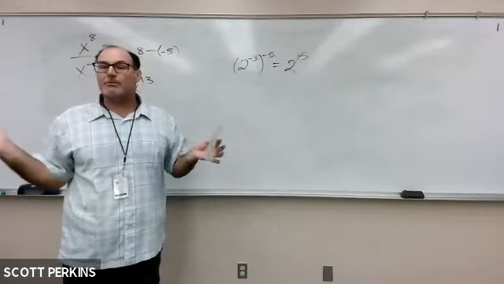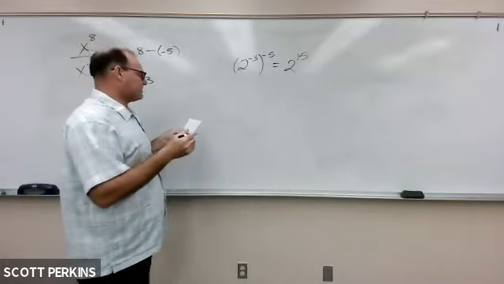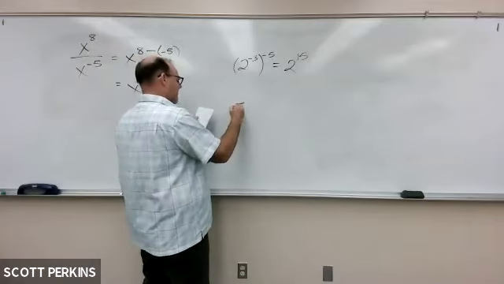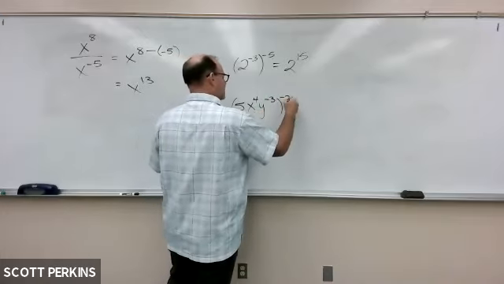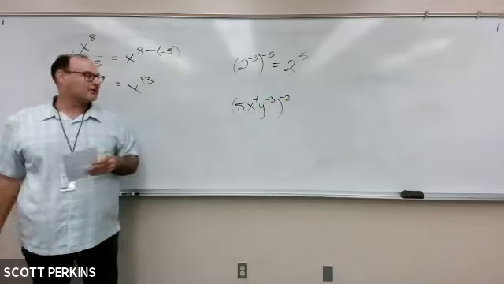Here's another one. It's just like the problems we did previously, just with some different exponents. So if I have 5 x to the 4th, y to the negative 3rd, and I'm going to raise that to the negative 2nd power.